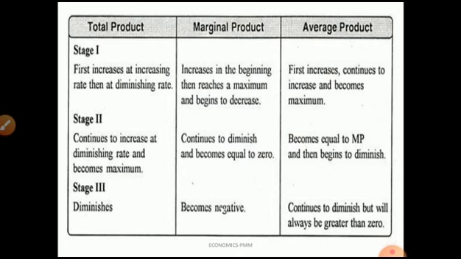In stage 3, total product starts diminishing. When total product starts diminishing, marginal product becomes negative and average product continues to diminish but will always be greater than 0. I hope you understood the relation. Now we will move on to the next slide where you will understand the reasons or causes for these three stages: increasing, diminishing and negative.